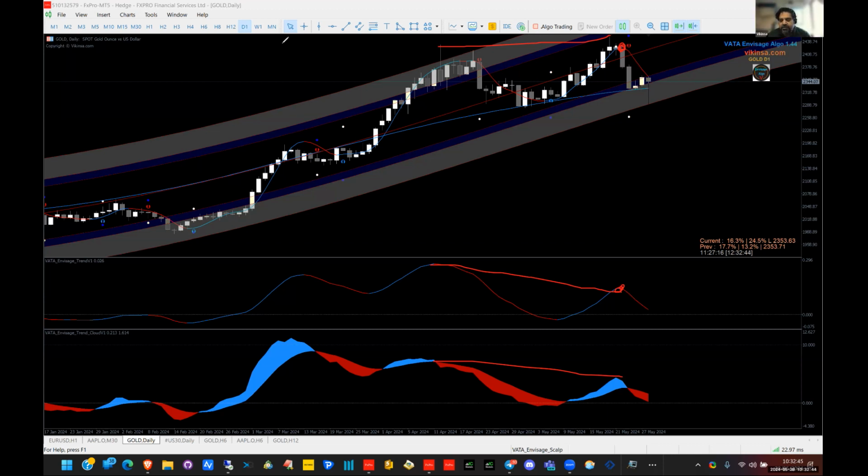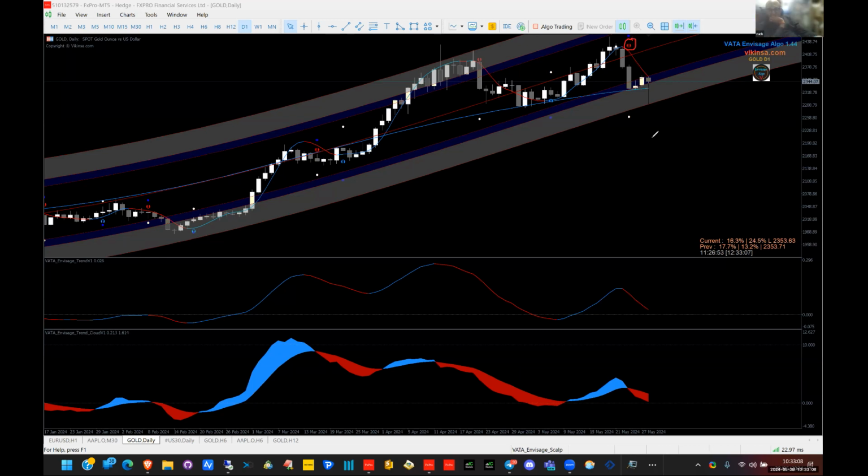So this is how you can use it for analysis, right? Now, another part of this is, how do we make use of this analysis? Let's forget that this is the daily time frame. I've just posted this chart on social media and other places, right? On VATA Envisage. This is what we call a sell signal, which has come in.